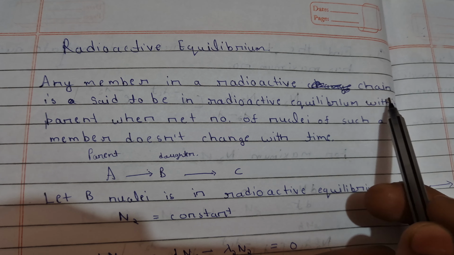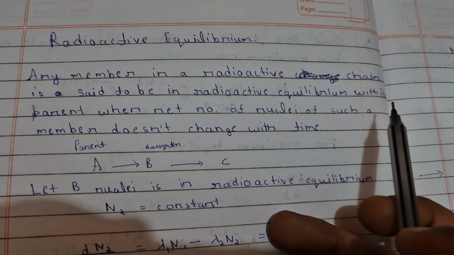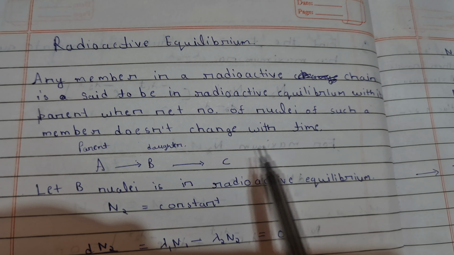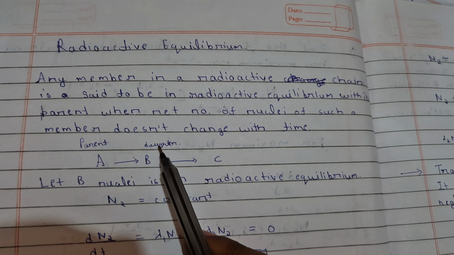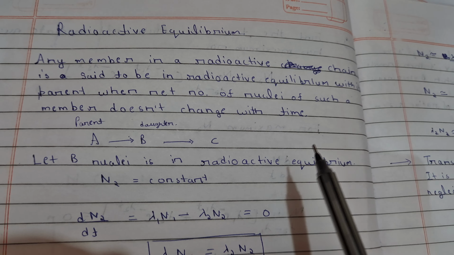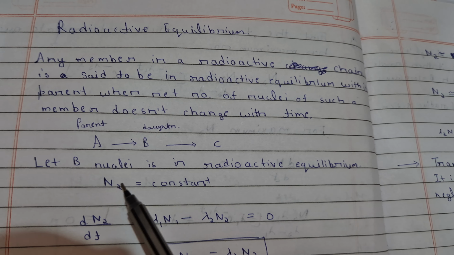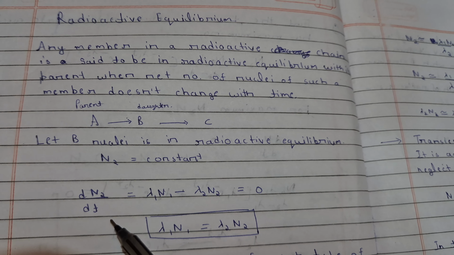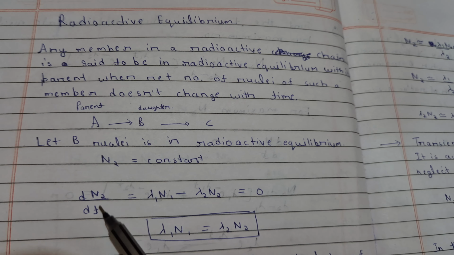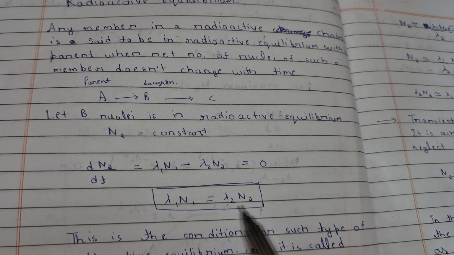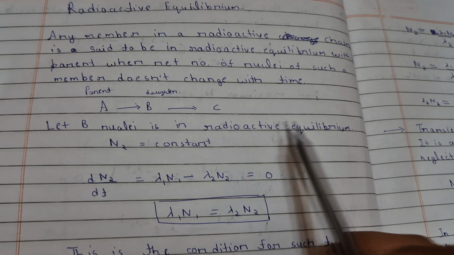Any member in a radioactive chain is said to be in radioactive equilibrium with its parent when the net number of nuclei of such a member doesn't change with time. This is your parent, this is daughter, and this is C. Let's say this B nuclei is in the radioactive equilibrium. So this N2, meaning nuclei of B, must remain constant. So dN2 by dt, we calculate, this was your formula. So this is constant, then this must remain 0, and this is your condition to be in the radioactive equilibrium.